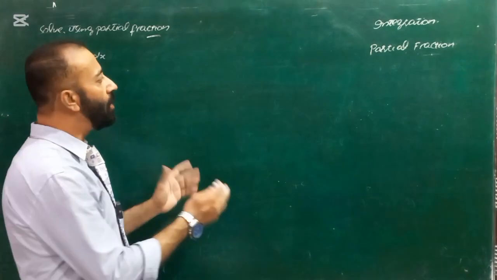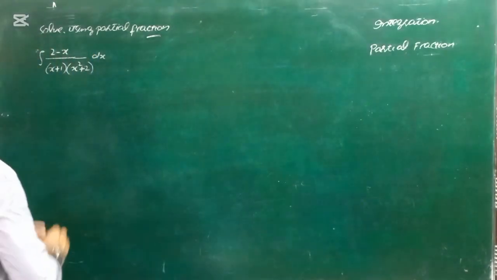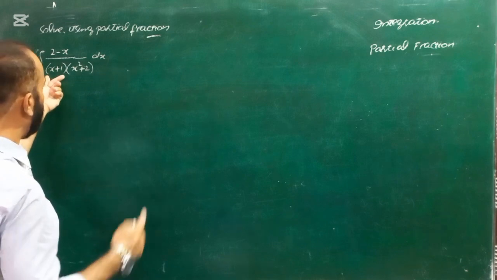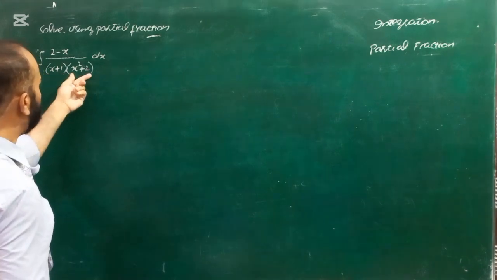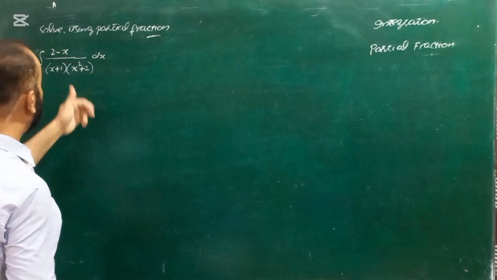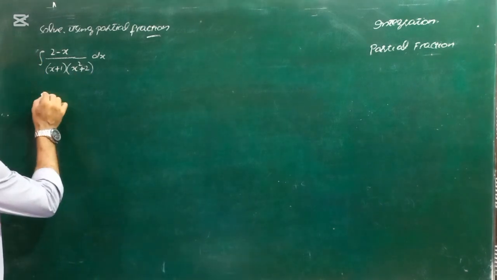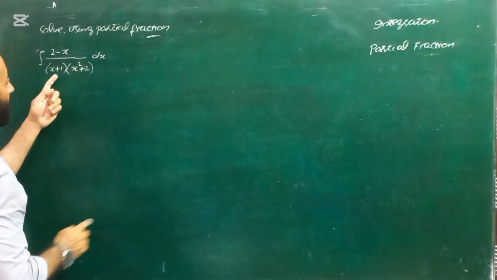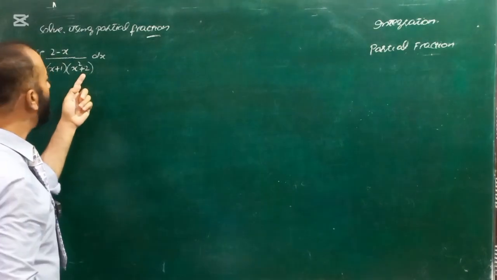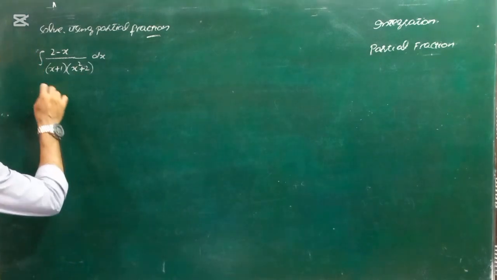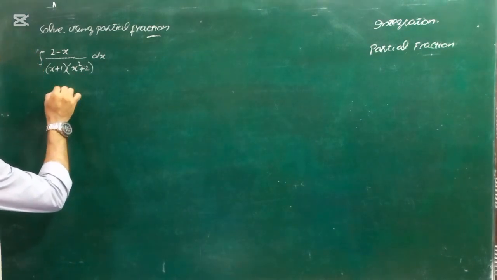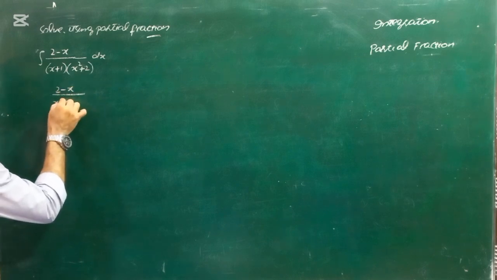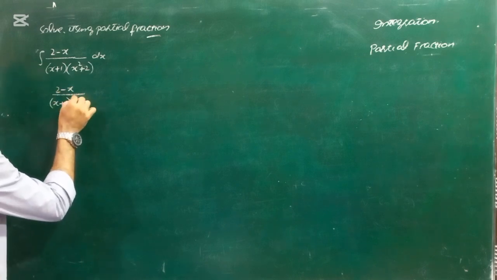Here is the next category of partial fraction, and the question is, so first look at the question. In one bracket we are having a linear equation, and in the next we are having a quadratic equation. So first observe the equation closely. So first we will write the value, that is 2 minus x over x plus 1 into x square plus 2.